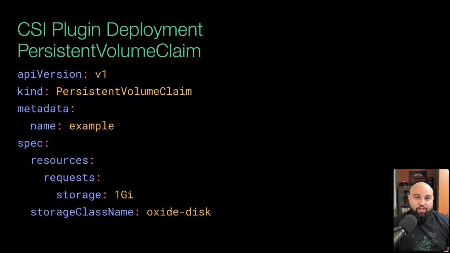Once you have that running, once you have a CSI plugin running, you can create your persistent volume claim, request storage, and it'll go out to Oxide and get storage for you and make a disk, attach it to a Kubernetes node, and you're good.